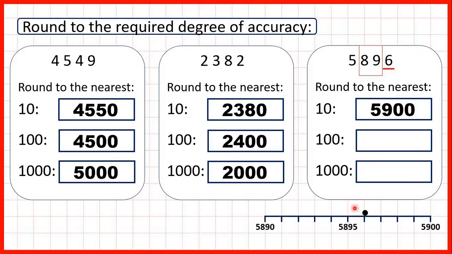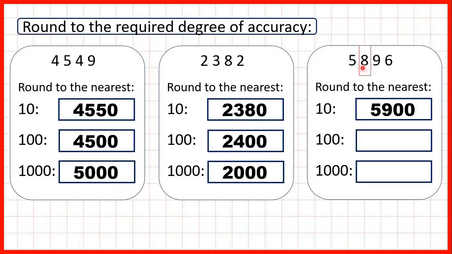Now on a number line, we can see that if we were to count up in tens, we would eventually get to 5,890, and then the next multiple of 10 we would say would be 5,900. And our number is closer to 5,900 than it is to 5,890. So that's why we round up. Now let's round to the nearest 100.